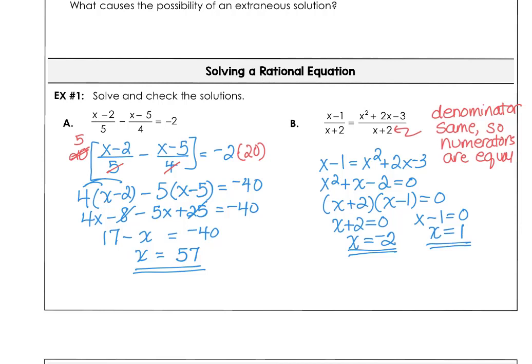Now, checking back in the original problem, you noticed our denominator was x plus 2. So negative 2 would be extraneous, and we wouldn't be allowed to have x equals negative 2. That would be considered an extraneous solution.